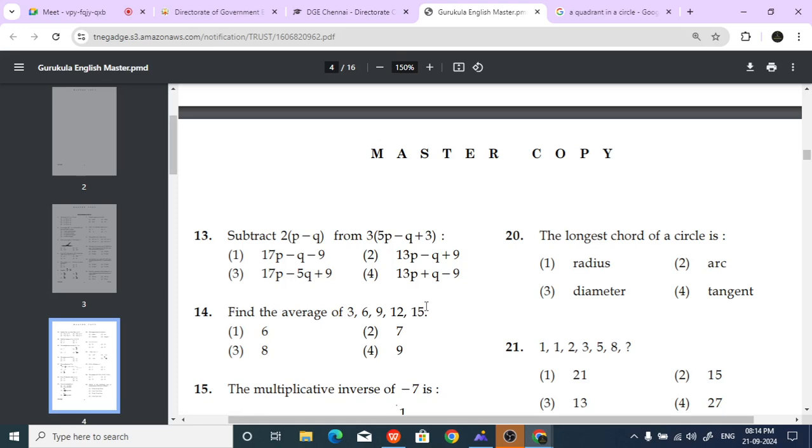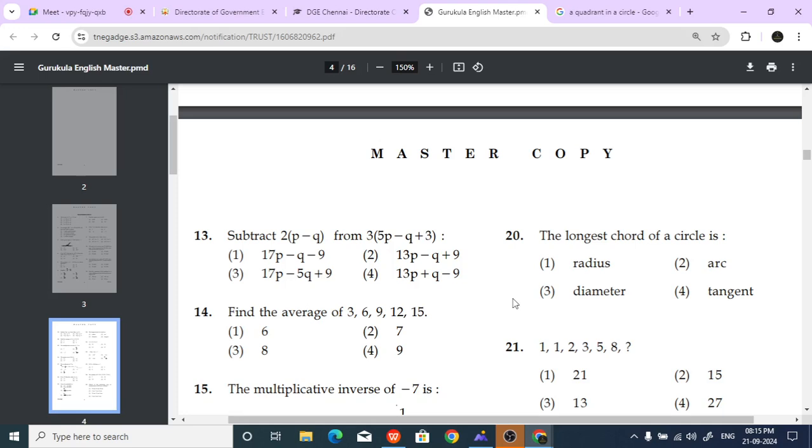We will keep this as the last question. Question number 14. Find the average of 3, 6, 9, 12, 15. How will you find the average? Mean or average? You have to add all the numbers and divide that by 5, isn't it? Yes, sir. How much are you getting? 9. 9 is the answer. Correct. Very good. Fantastic.